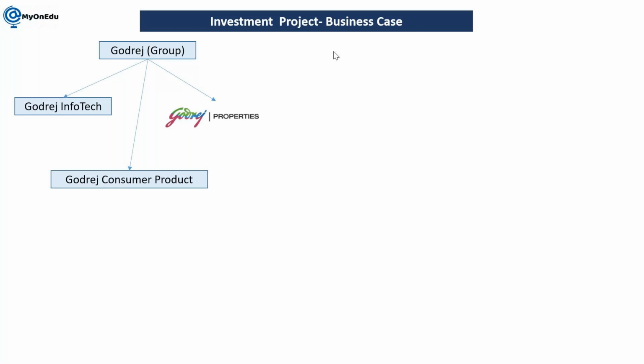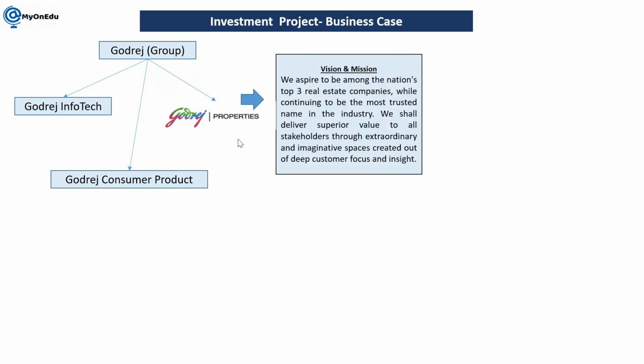So here is the investment project business case. This is the Godrej group of companies, which has different legal companies like Godrej Infotech, Godrej Consumer Products, and Godrej Properties. Godrej Infotech manages IT projects, Godrej Consumer Products handles FMCG product management, and Godrej Properties manages properties. This is a real estate company. So when this real estate company is founded, it has some objectives.